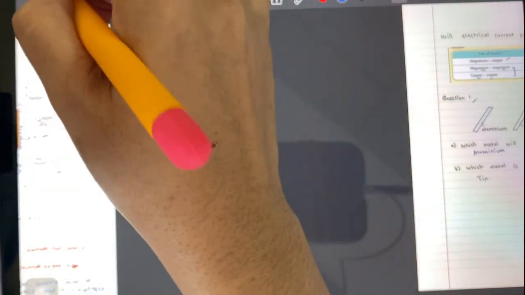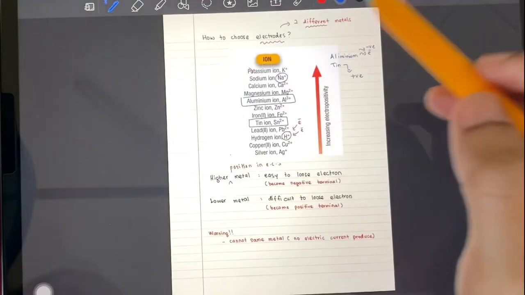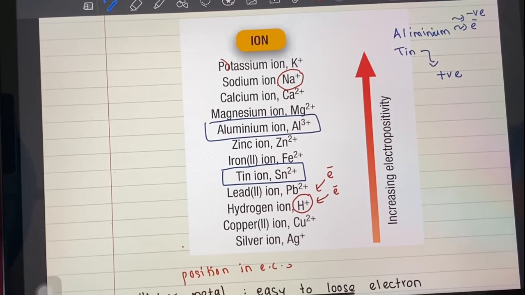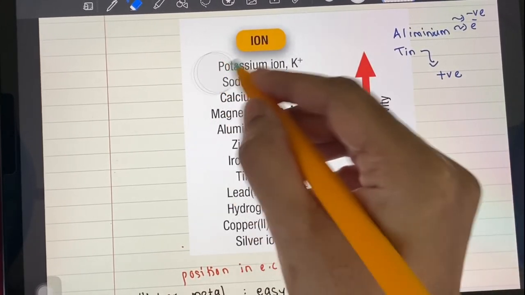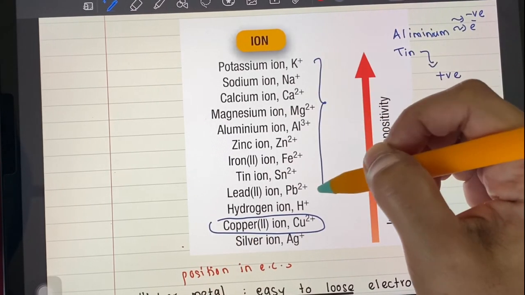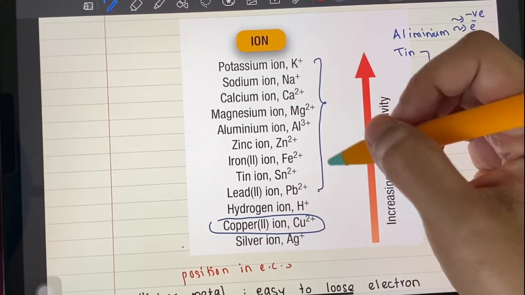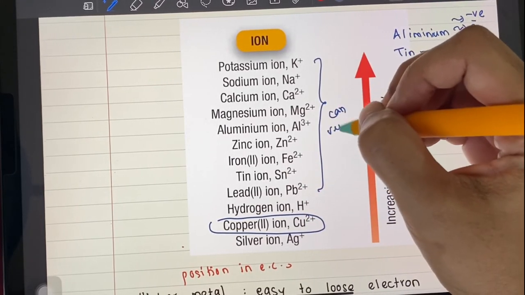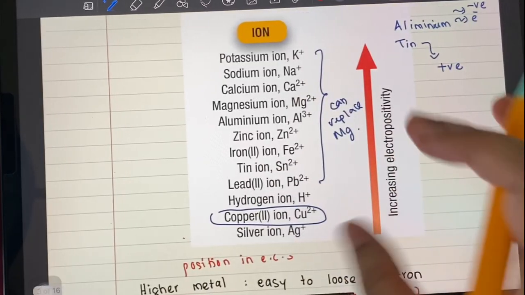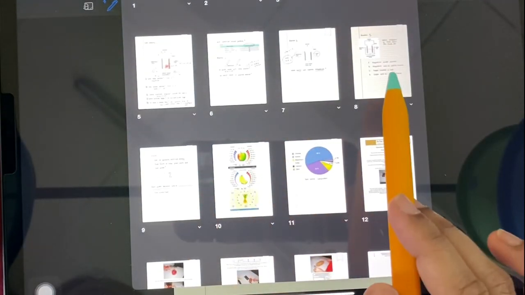So we go back to our electrochemical series. Which metal can replace magnesium since we partner with the copper? Any metal above copper can replace magnesium. Okay, so now can we go to the next question? This is my question.